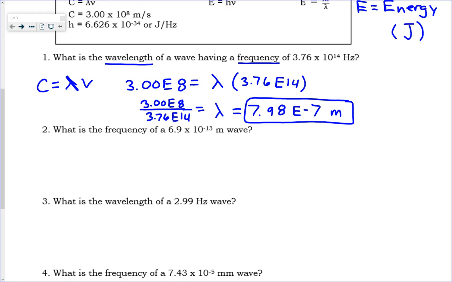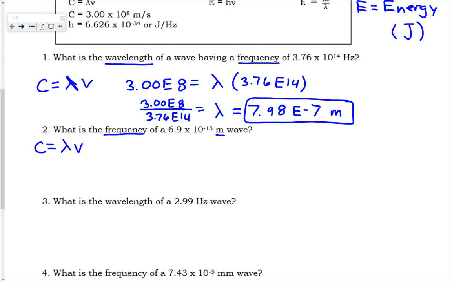For problem number 2, it says, what is the frequency of a 6.9 times 10 to the negative 13th meter wave? So this one is giving us frequency. Now, it doesn't tell us exactly what the 6.9 times 10 to the negative 13th is, but we have that it's in meters. So that lets us know that we're talking about a wavelength here. So again, we've got this equation, which is relating frequency and wavelength. This time we're given the wavelength, and we're supposed to find the frequency. So we're going to use that same equation again, C equals lambda nu.